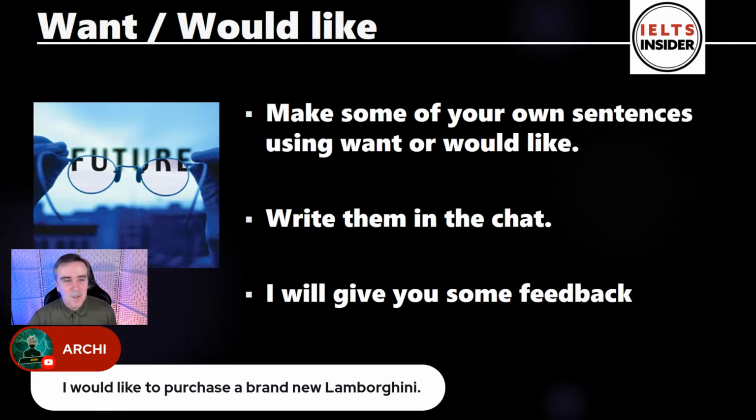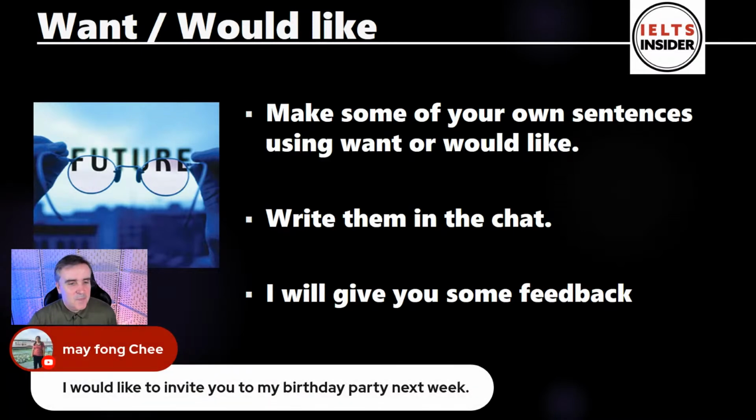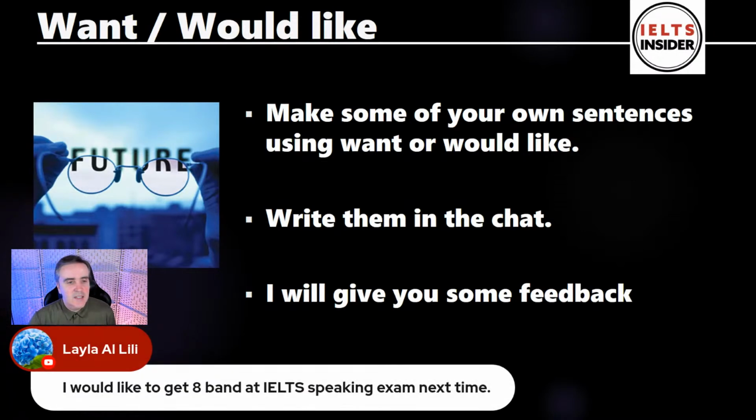Maybe if we win the lotto, that could happen. I would like to invite you to my birthday party next week. Beautiful sentence, May. Really nice grammar. No corrections needed. I would like to get, usually we put the number after band, Layla. I would like to get band eight at IELTS speaking next time.